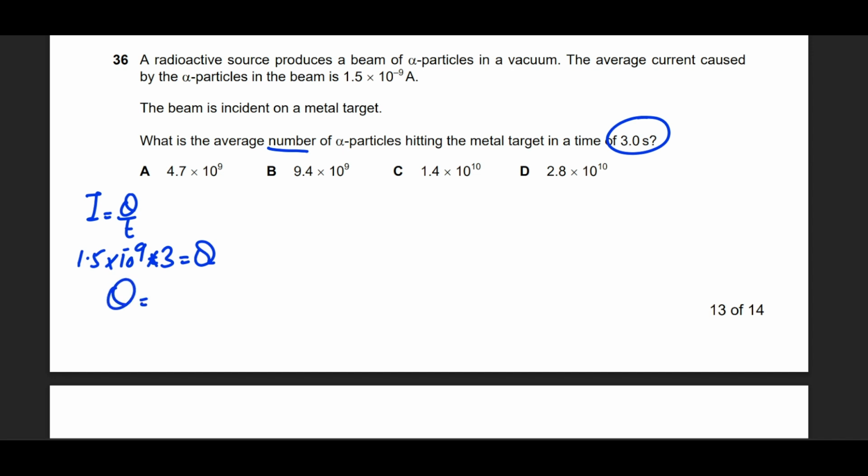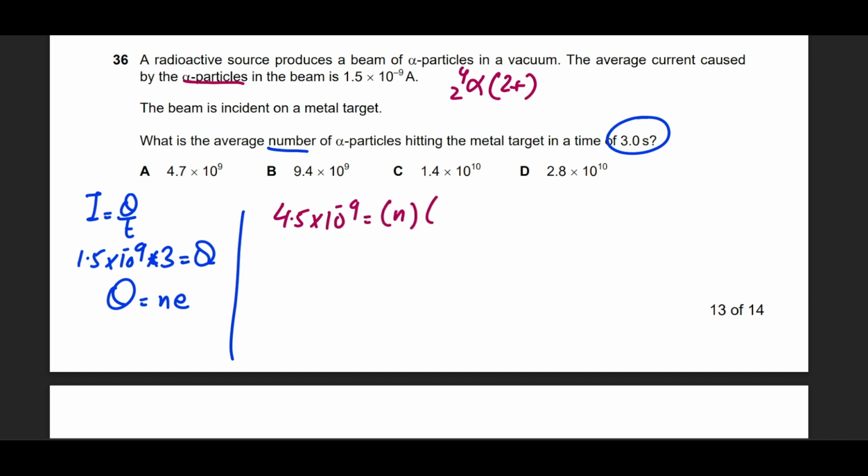So Q is also equal to the number of electrons or the number of charges. For alpha particles, we need to realize that alpha particles have 2 positive charges. So they have 2 positive charges, right? So Q, which is equal to 4.5 into 10 raised to the power minus 9, equals the number of alpha particles into 2 into the elementary charge, which is 1.6 into 10 raised to the power minus 19.